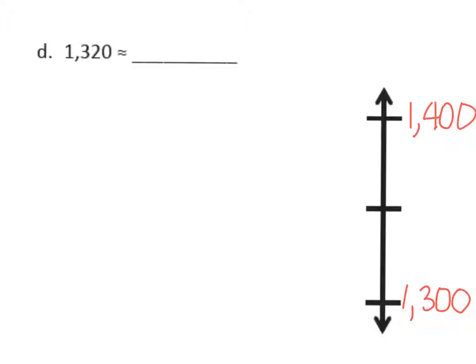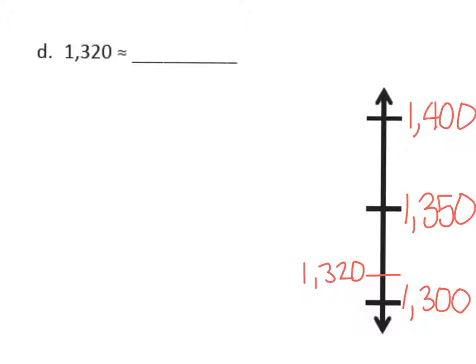Now I need to think about what's halfway between 1,300 and 1,400. So that is going to be 1,350. Now I need to think about where 1,320 is going to go on my number line. I know it is less than the halfway point, and it's not much farther up from 1,300. So I'm going to write it on my number line about here.